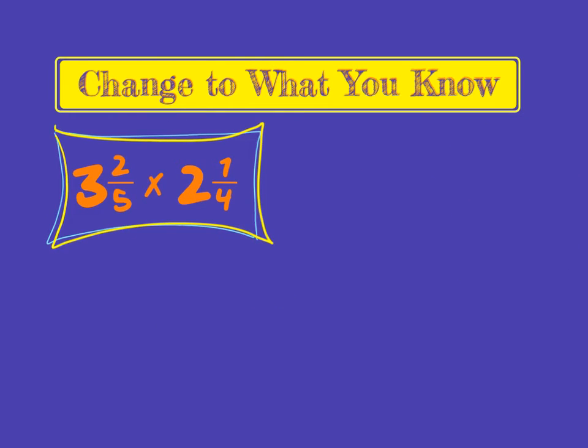Here I am with a new problem. This time I have 2 mixed numbers that I'm multiplying by each other. All I'm going to do is the same thing. I'm going to be changing my mixed numbers to improper fractions. So I can do that by taking 3 2/5 and changing it into an improper fraction by multiplying 3 times 5, giving me 15, plus 2, which is giving me 17, and then my denominator stays the same.